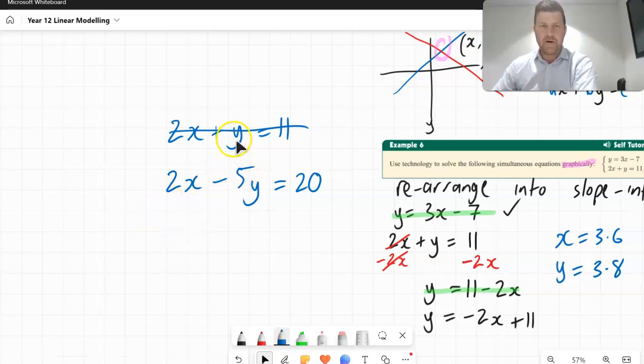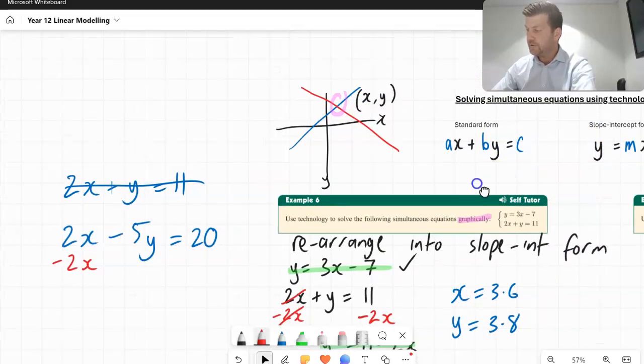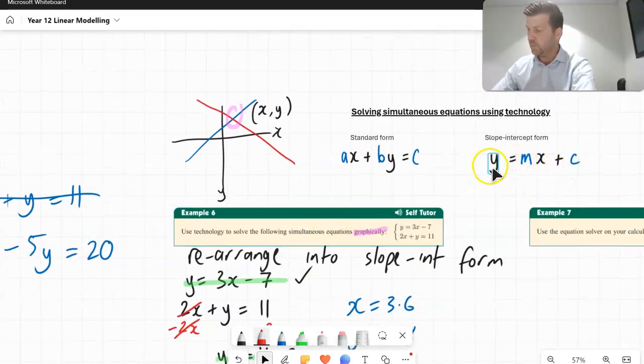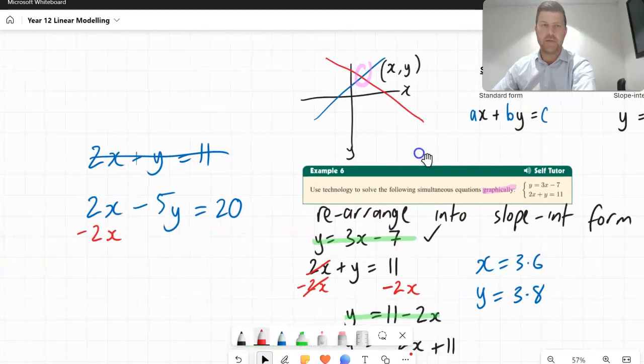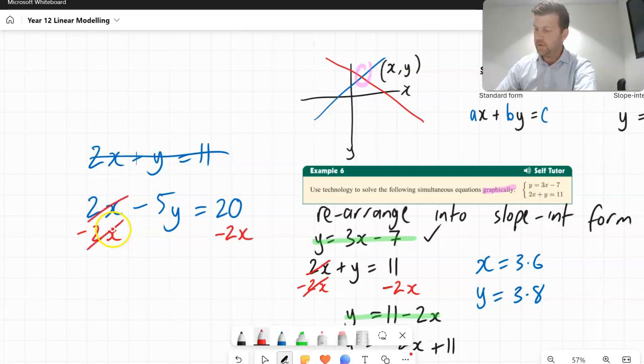Now that there is a minus 5 in front of that y, I also have a second step. First step is I still need to get rid of that 2x. So again, I'm just going to subtract 2x from both sides, because remember, we're looking to put this into slope-intercept form, so y is by itself on one side of the equation. Subtract 2x from both sides. I'm then left with minus 5y is equal to 20 take 2x.